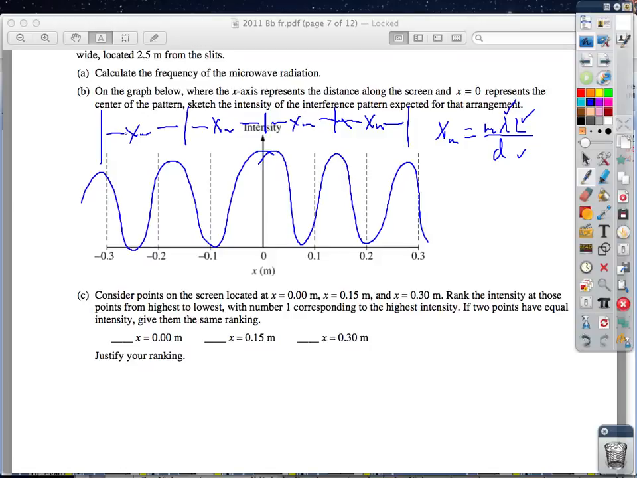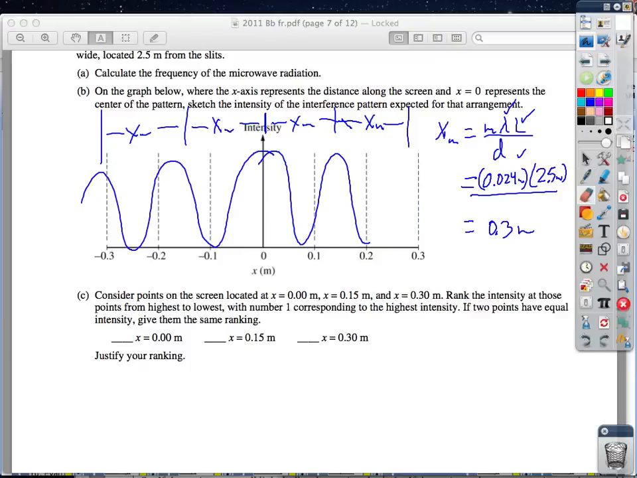And then consider the points on the screen located at x equals 0, x equals 0.15, and x equals 0.3. Rank the intensity at those points from highest to lowest, number 1 corresponding to the highest. What does this come out to be? Lambda was 0.024 meters. L was 2 meters. And D, this comes out to be what? 0.3 meters. Okay, that's good.